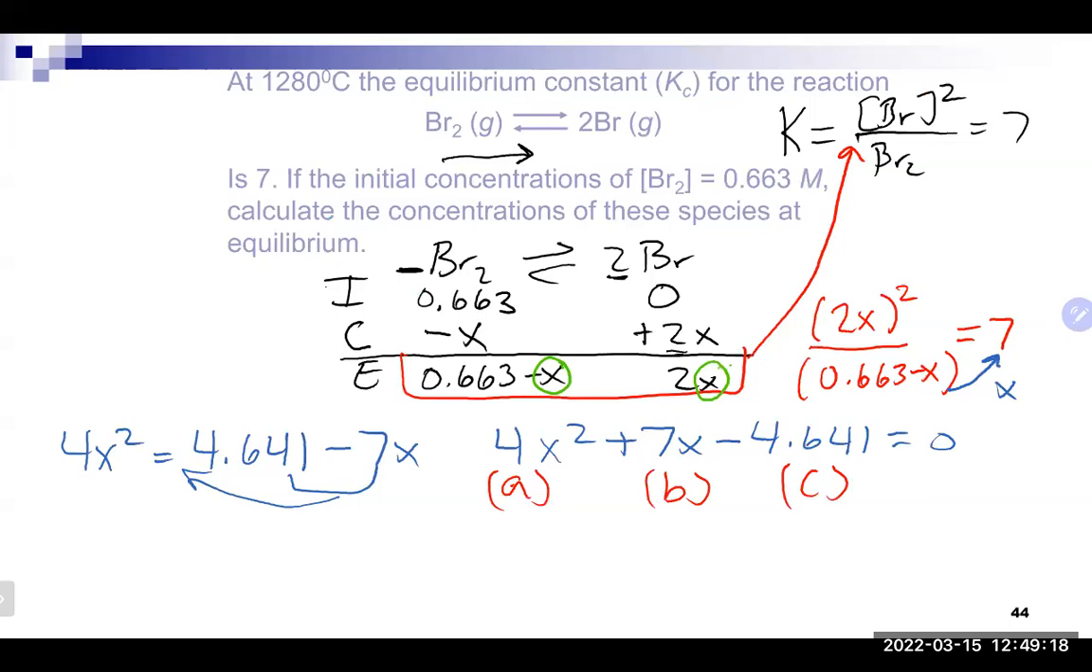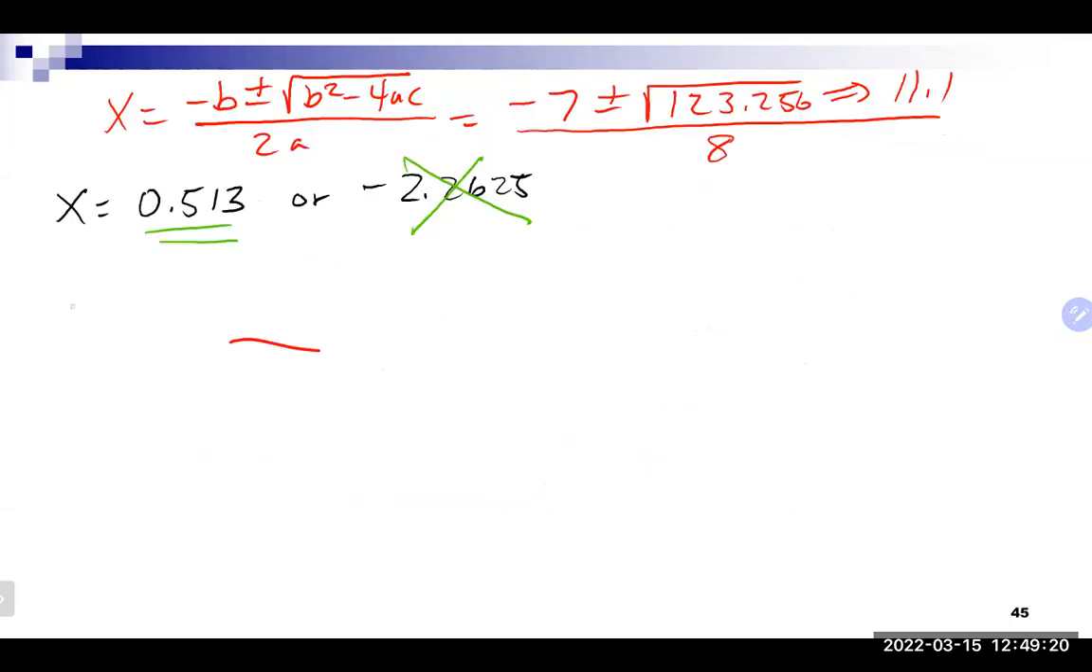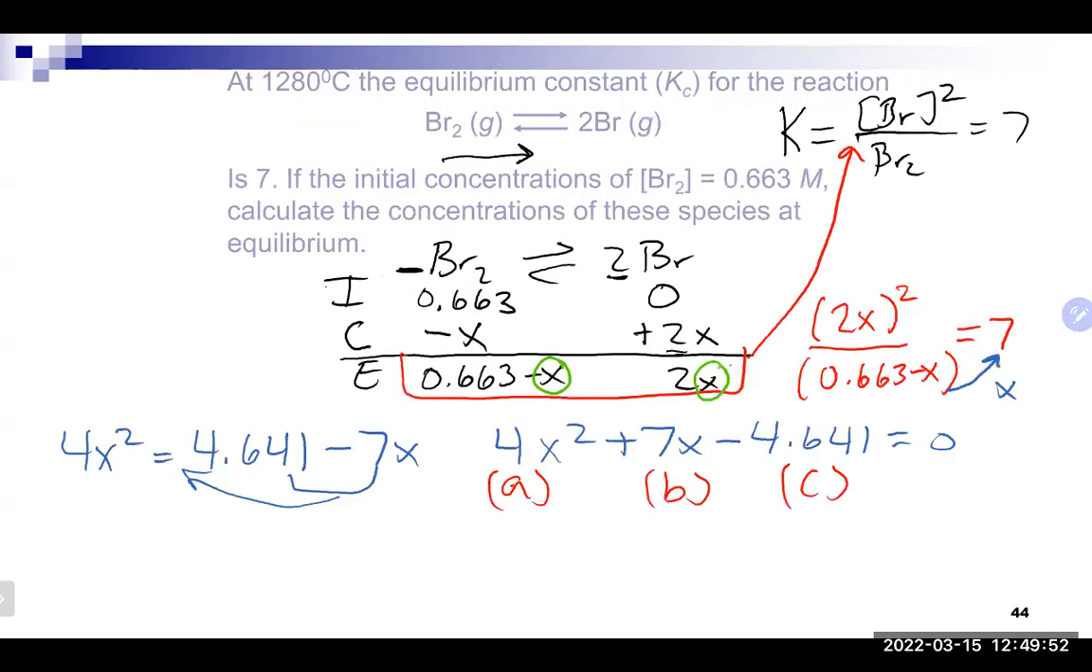So that is 0.663 minus x, which would be 0.513. And that gives us a concentration of, hit my calculator right there, 0.663 minus 0.513, there you go. Gives us a 0.150 molar, and that was for Br2.